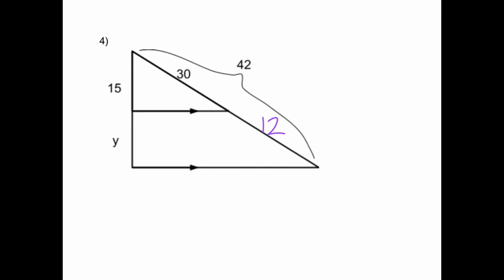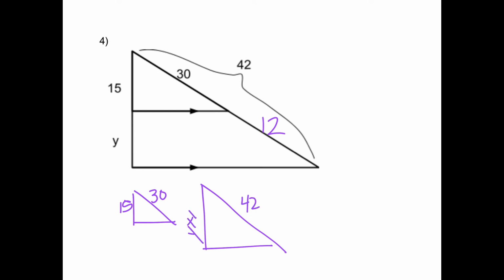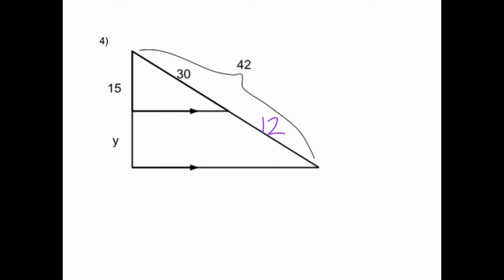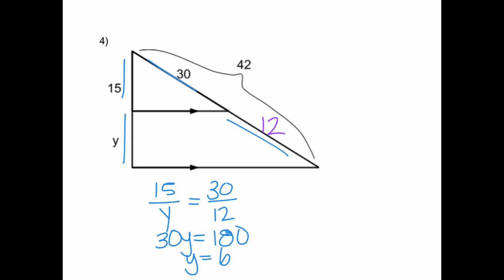And again, I'm doing that because if I tried to split it into two triangles, where the smaller one is 15 and 30, the bigger one is 42, I would need to make this y plus 15. Not that that's not possible. It's just not the way that I want to solve it. So instead, I'm going to set up a ratio of 15 to y equals 30 over 12 and treat them as the segments, as the parts instead. So after cross multiplying and dividing, we get y equals 6.